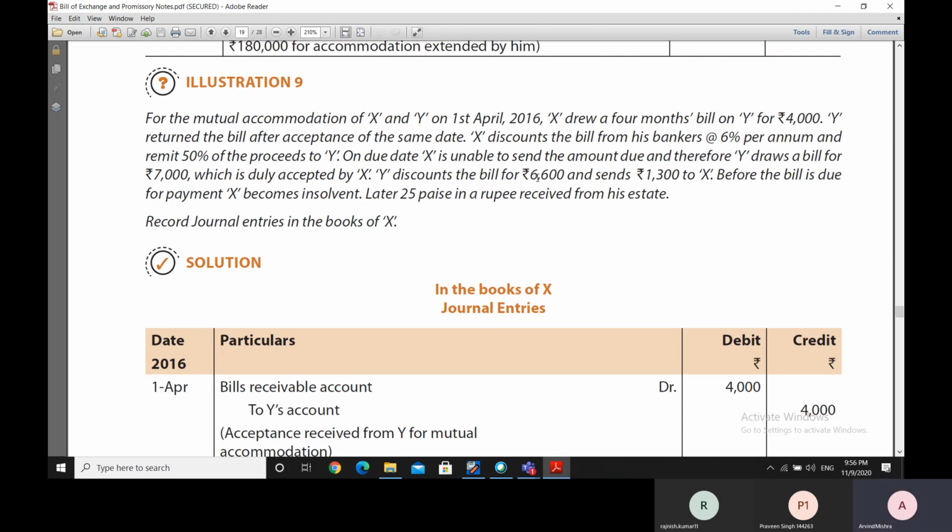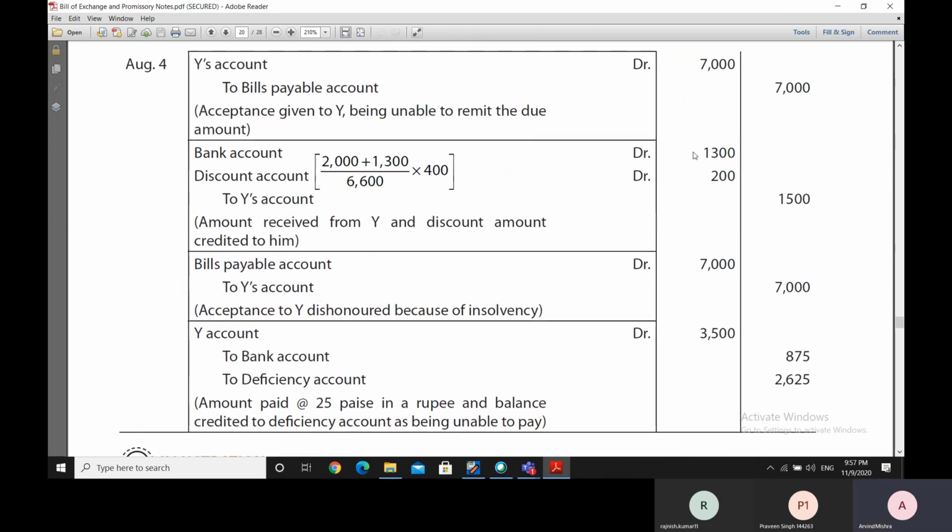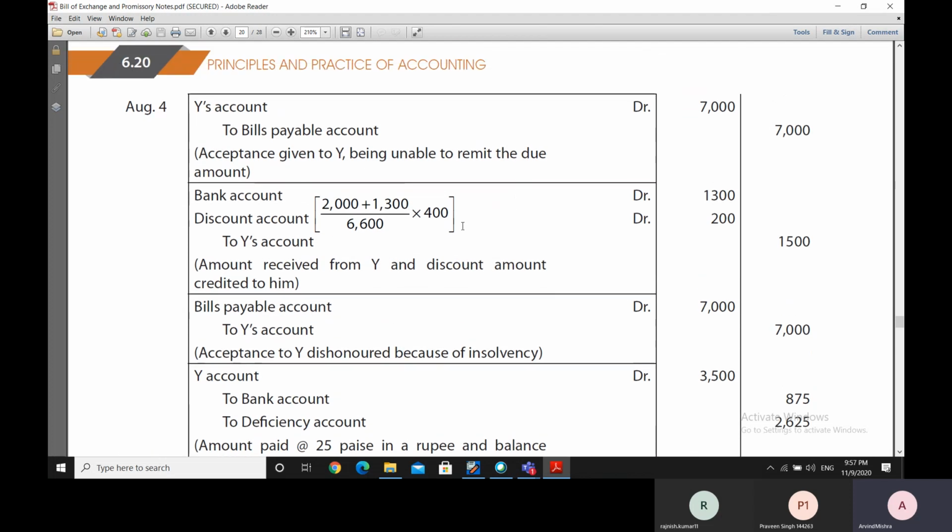So after discounting the bill, Y will get 6,600 rupees, and out of that 6,600, he sends 1,300 to X. So here, this 1,300 is being sent to X, and the discount is being shared. So the sharing ratio is calculated here because he's bearing 2,000 and he's bearing 1,300. So 2,000 plus 1,300 upon 6,600 is the ratio of the discount that is being borne by X. 2,000 in the first case, 1,300 in the second case, out of the 6,600 total.